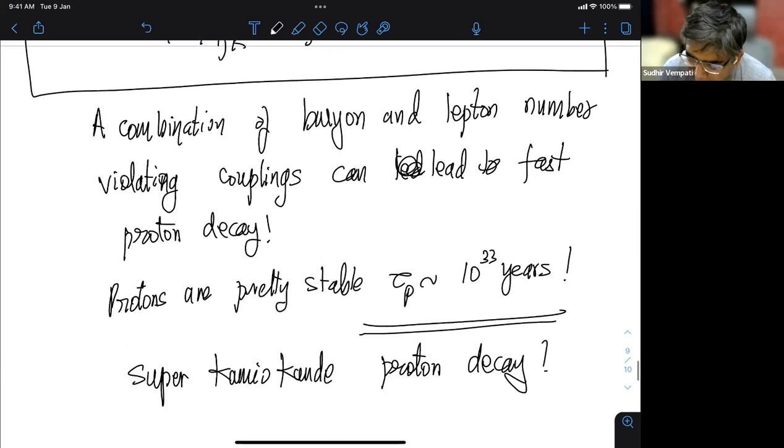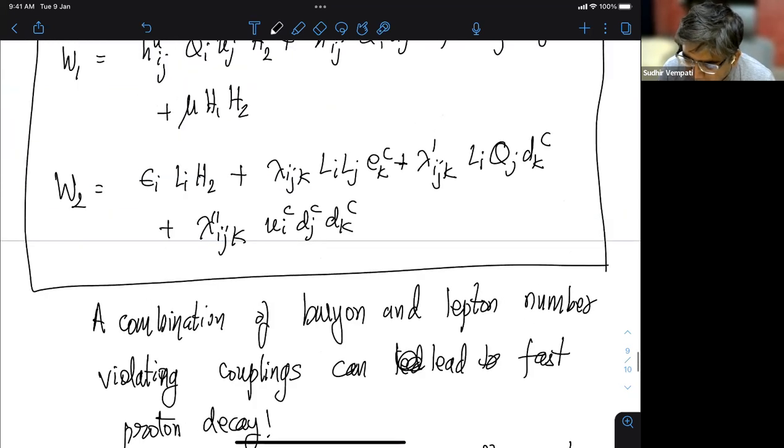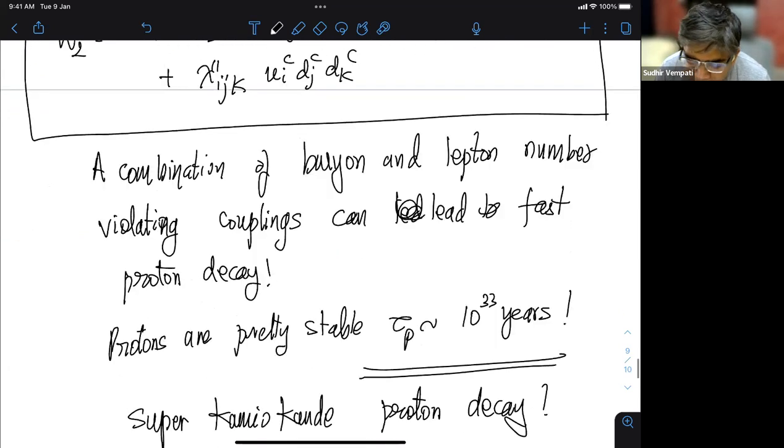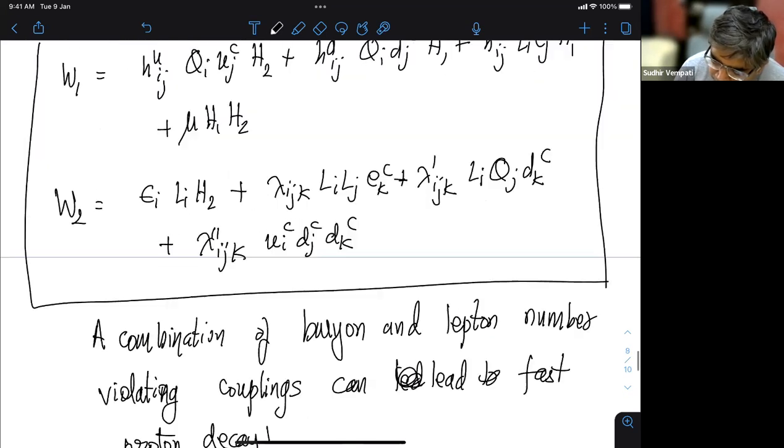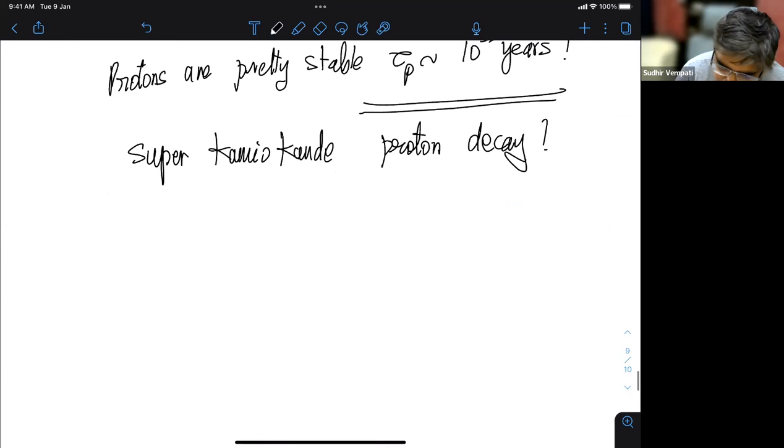Now, the presence of baryon and lepton number violating couplings, as I told you, leads to fast proton decay. How does it lead to that? But before doing that, let us see what these couplings actually are. For example, let's just expand one term here, say the top Yukawa coupling, and see what it looks like.